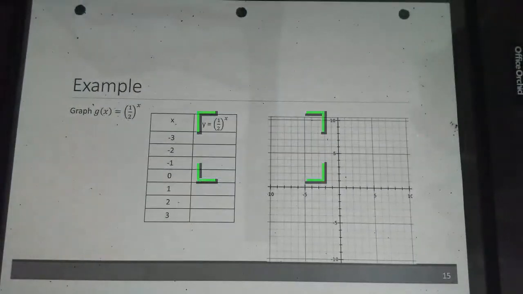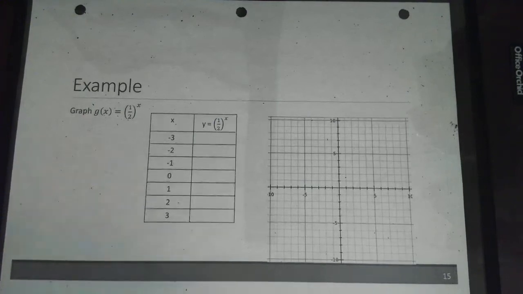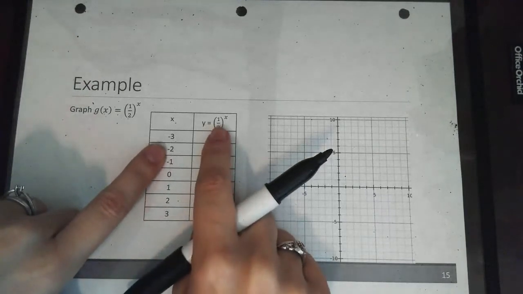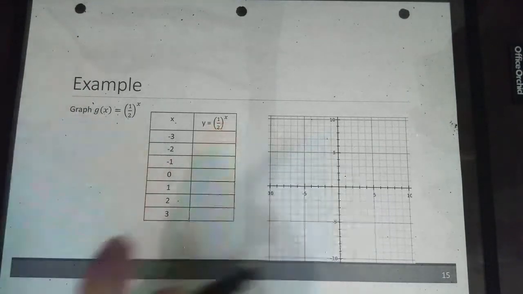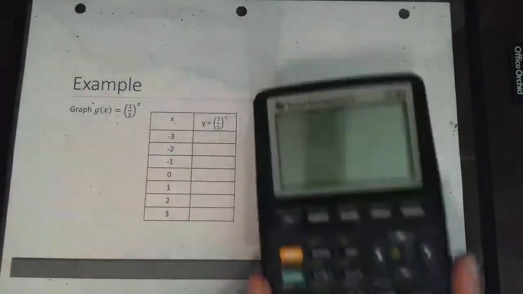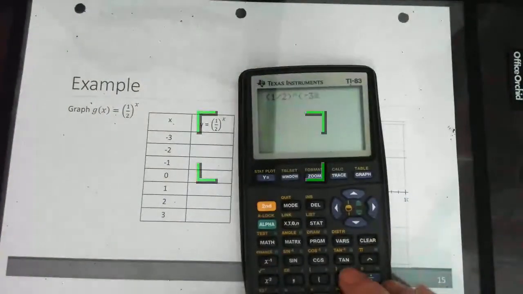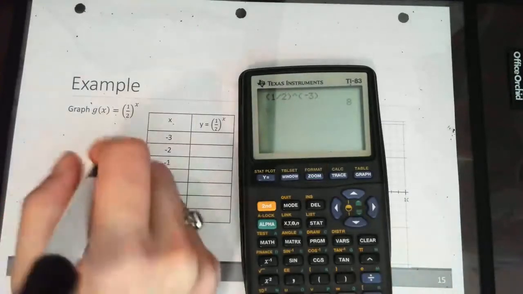So the next one we're going to look at is g of x is equal to 1/2 raised to the x power. We're going to graph this one the same way by just plugging in some x values, plotting some points, and see what we get out. So first up, we'll plug in x equals -3. 1/2 raised to the -3 power. It's going to be 8, but just to check, 1/2 raised to the negative 3, that's 8.